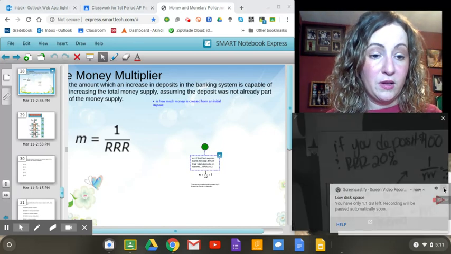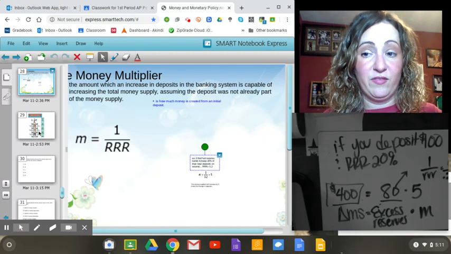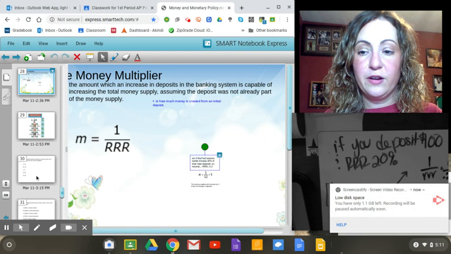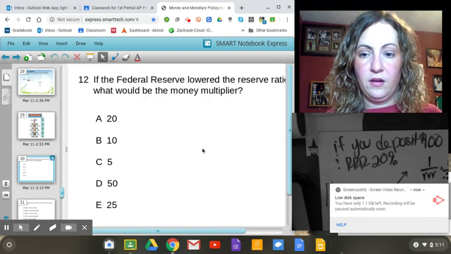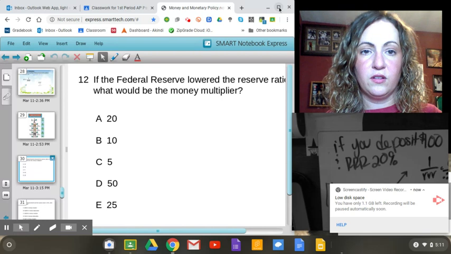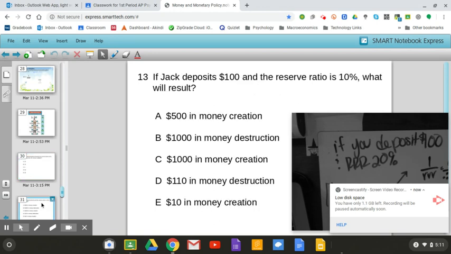I'm about to be cut off, so I'm going to have to cut my lecture short because I'm running out of disk space apparently. But here's the question that I'm leaving you with. If the Federal Reserve lowered the required reserve ratio to 5%, what would the money multiplier be? And if Jack deposits $100 and the required reserve ratio is 10%, what will result?